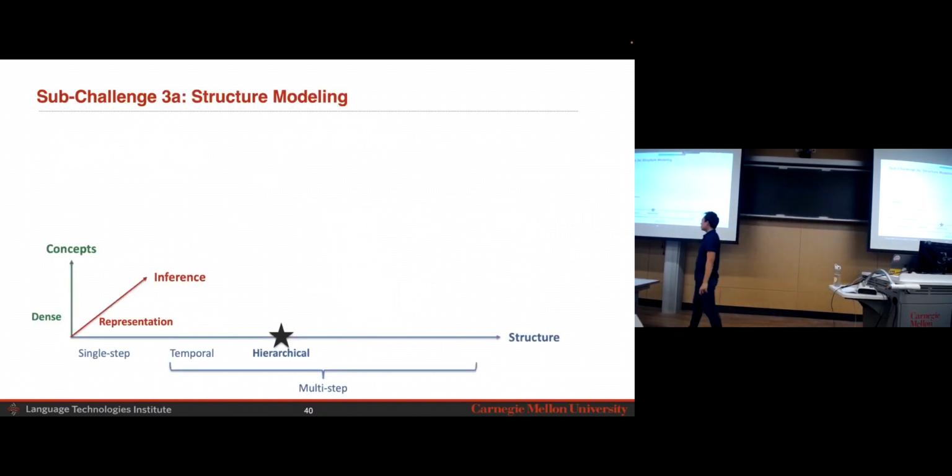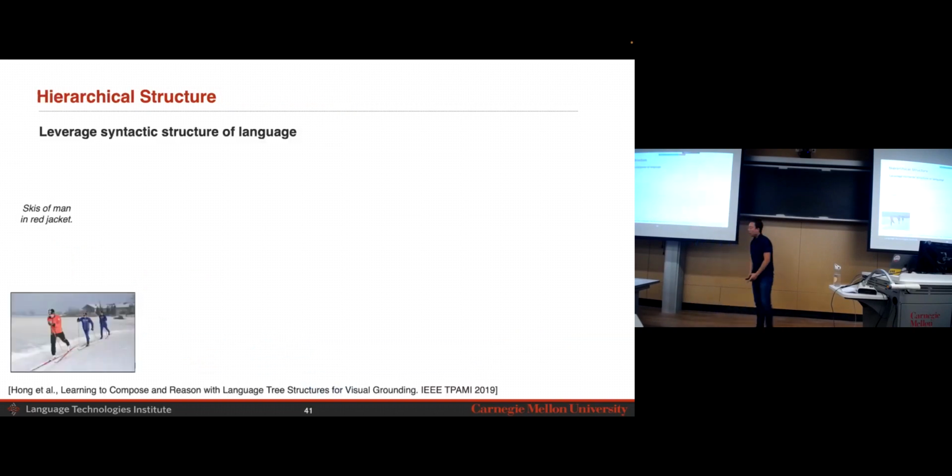So the next type of structure we'll look at is hierarchical. When we think of hierarchical, perhaps the first thing you think about is that in language, right? In language, you have these sentences. It seems like a sequence, but there's some underlying hierarchical structure in the form of syntax trees.